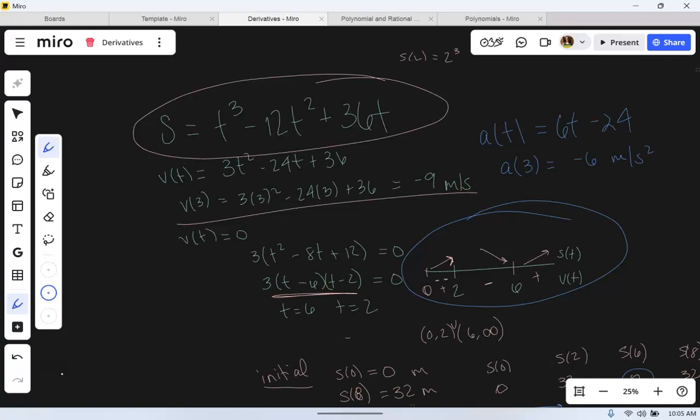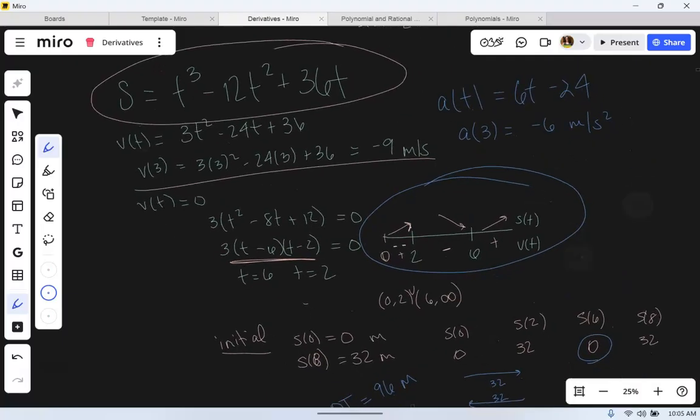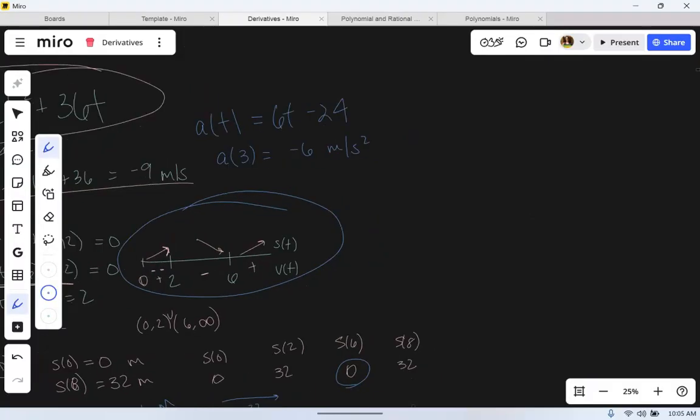When is the particle speeding up? When is it slowing down? Okay, that I need to explain. So I'm going to take this little sign analysis for velocity. Here's velocity. Here's position. 0, 2, 6. You don't have to do this. I'm just doing this so that you can see positive, negative, positive.